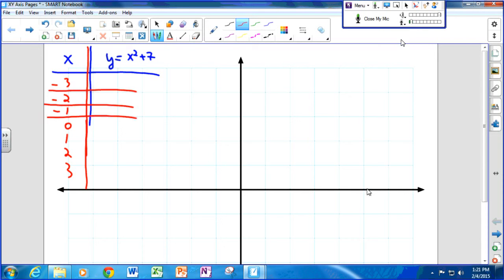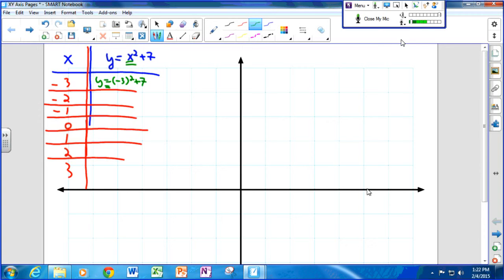I kind of made a mess of my table. So let's take a look here. We're going to substitute -3 in this equation. So y equals -3 squared plus 7. Now -3 squared, if you have a squared button on your calculator, you could just use that. Or you just type -3 times -3. And remember that when you're multiplying signed numbers together, if the signs are the same, the answer is positive. And I'll give you a little hint: every time you square a number, the answer is always going to be positive.